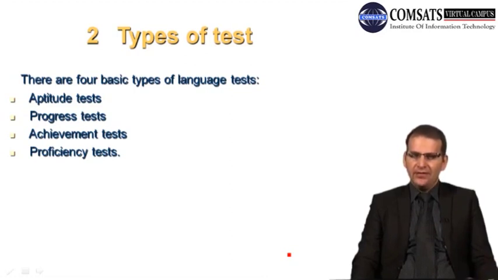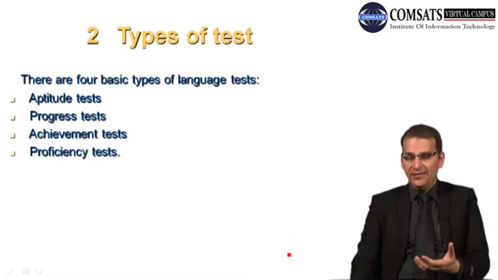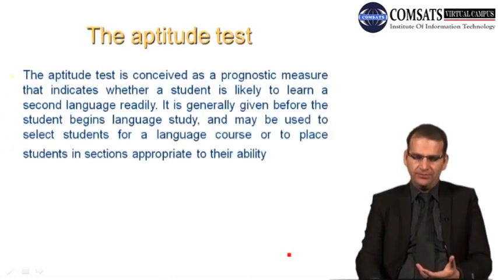Aptitude, right? Progress. Fine. Of course, aptitude of the student. Does the student have this aptitude for the skill? And then, of course, the progress test, in fact. You see the progress of the students. Fine. And then achievement test, and of course, proficiency test.